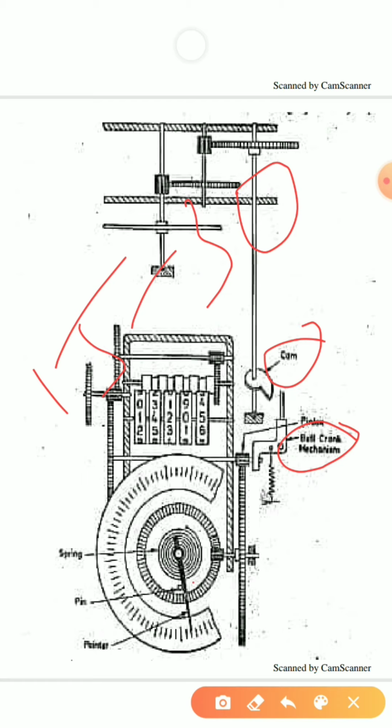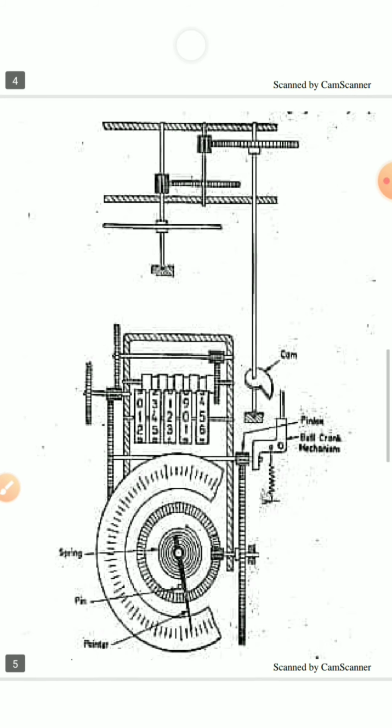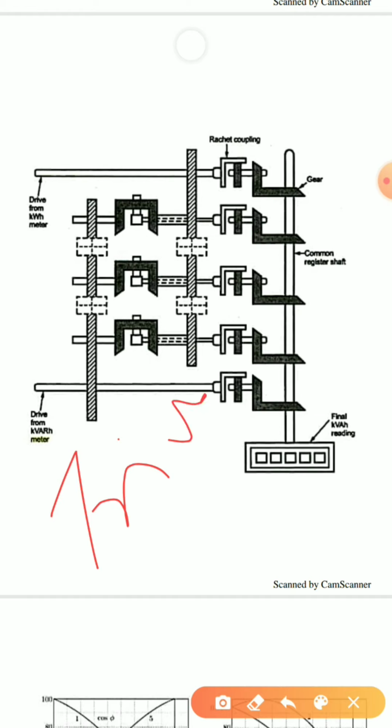For example, if the pin is at the back side, the pointer will stay in its position, only the pin will move. If the pin is in the front, the pin will stay and the pointer will move back. This mechanism is called the Merz Price maximum demand indicator. Using this, I can easily find out the maximum demand that my consumer consumed for a given period of time.